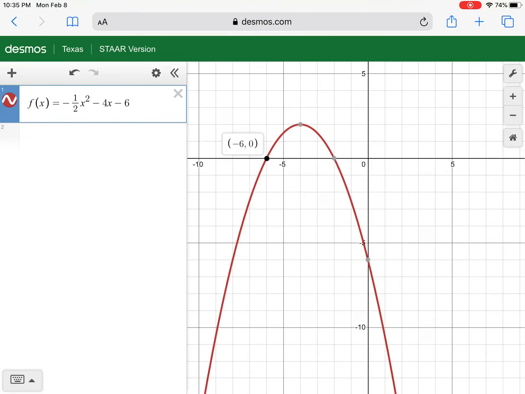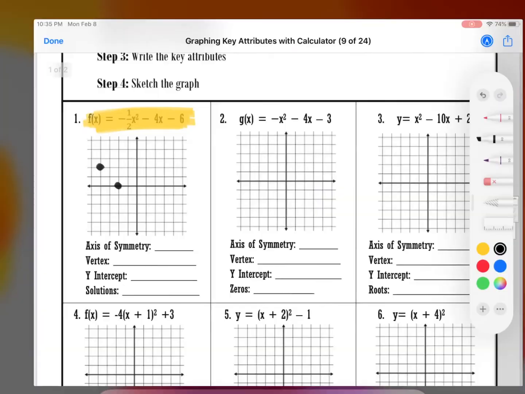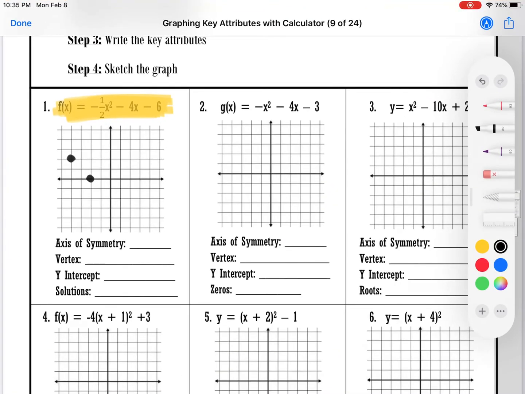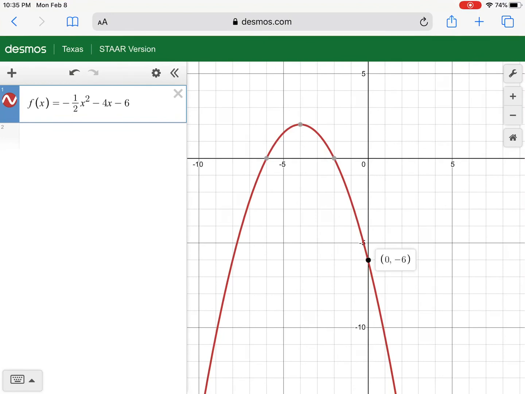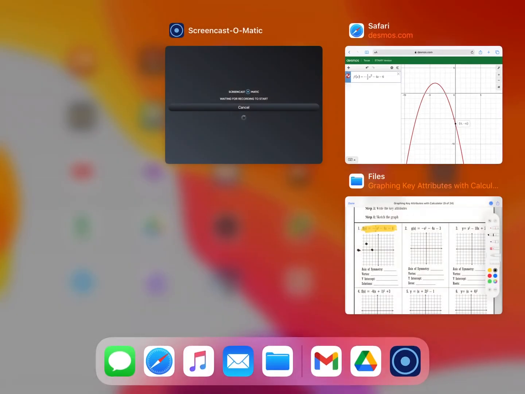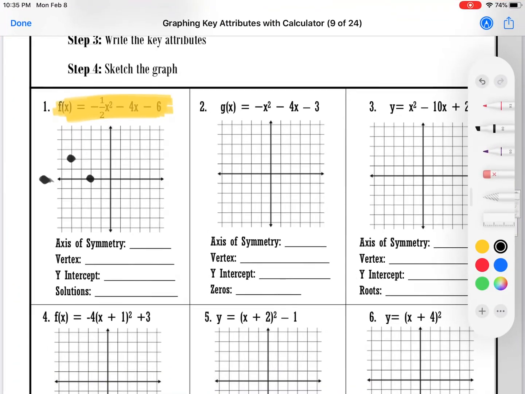This point is at -6, 0. So 1, 2, 3, 4, 5. It's going to be like right here. -6, 0. There's another perfect point. And that's at the point on the y-axis, 0, -6. 1, 2, 3, 4, 5, 6. Now I can connect my dots. So I used Desmos. I clicked the most important spots, and I graphed this.